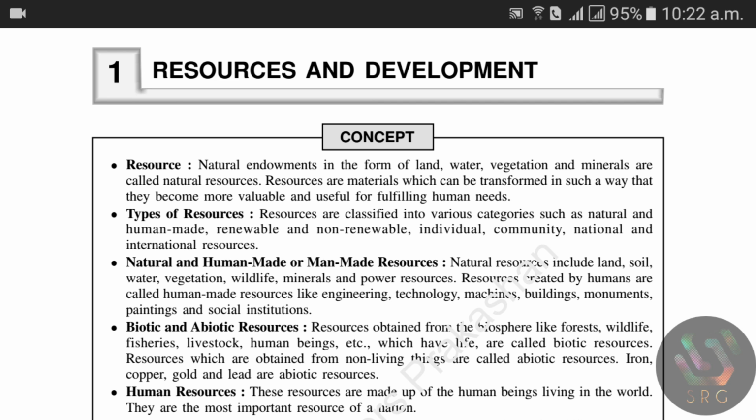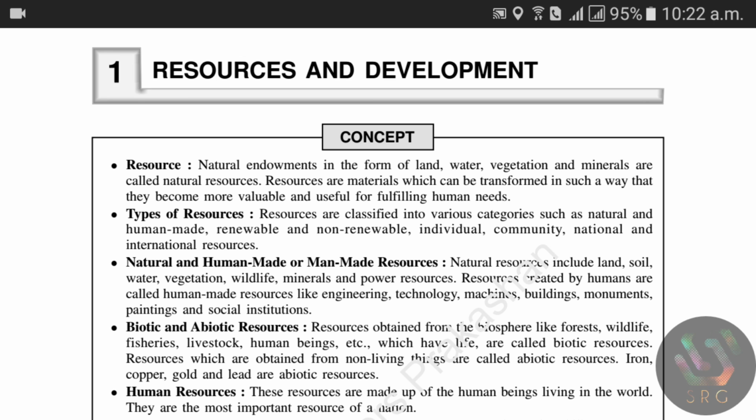So, what is a resource? Natural endowment in the form of land, water, vegetation, and minerals are called natural resources, meaning everything from nature. And resources are materials which can be transformed in such a way that they become more valuable and useful for fulfilling human needs.